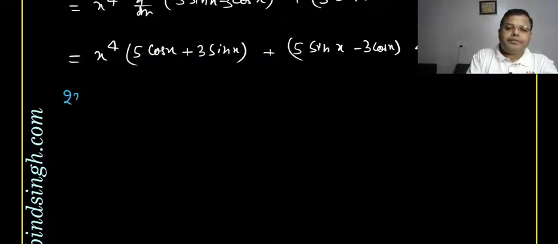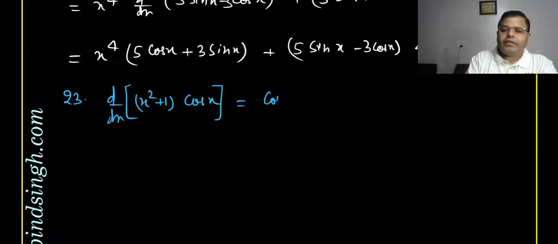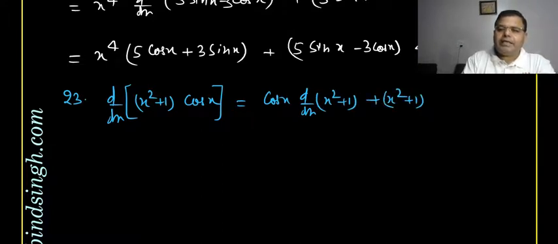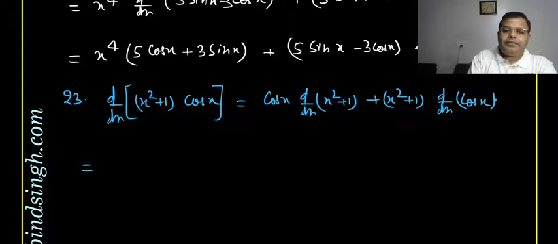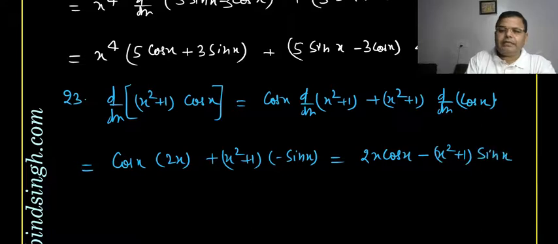Now question number 23. Question number 23 is d by dx of (x square plus 1) into cos x. So the derivative of this, you can calculate it, that cos x as it is, d by dx of x square plus 1, plus x square plus 1 as it is, and d by dx of cos x, isn't it? So we can go ahead with this, cos x into derivative of x square is 2x, and derivative of 1 is 0, plus x square plus 1, and derivative of cos x is minus sin x. So the answer is 2x cos x minus (x square plus 1) sin x. That will be the answer of this question.